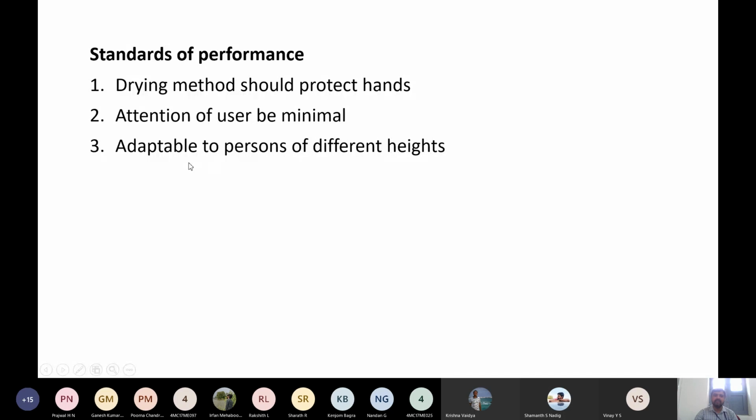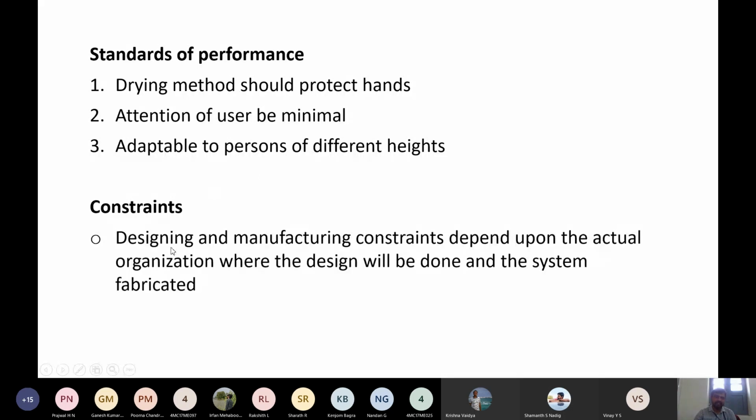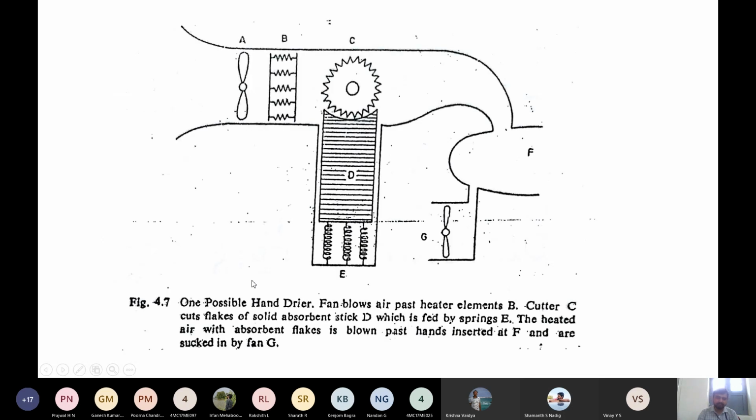Okay, so you must design a system such that it can accommodate students of different heights. Next, constraints. Designing and manufacturing constraints depend upon the actual organization where the design will be done and the system is fabricated. Okay, this is one such design.